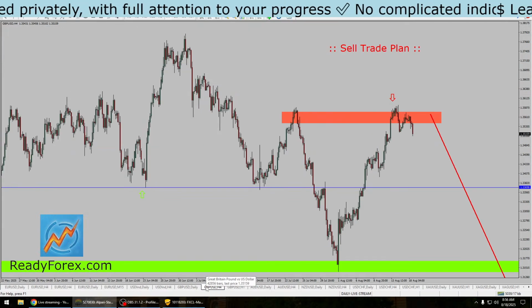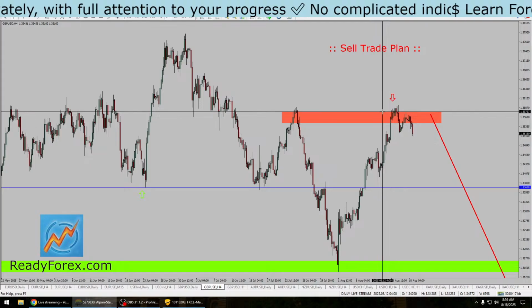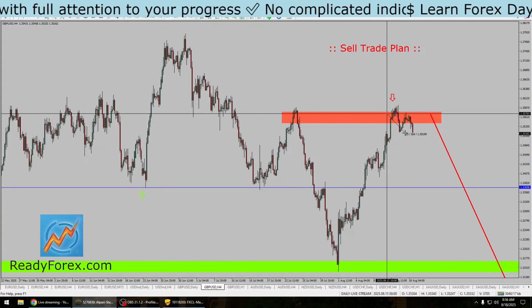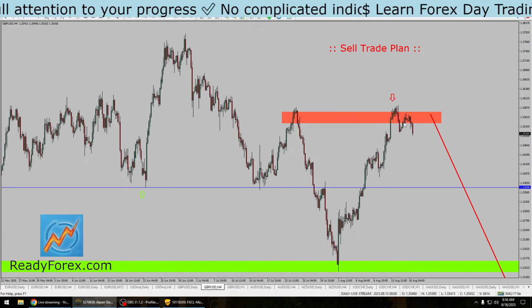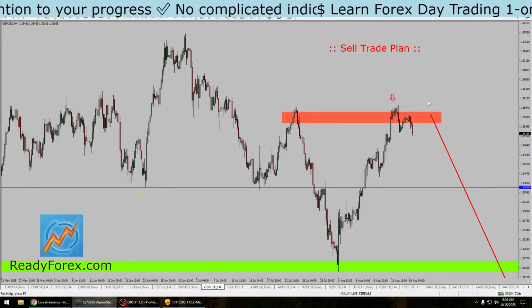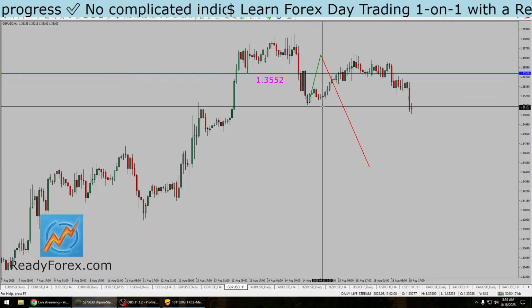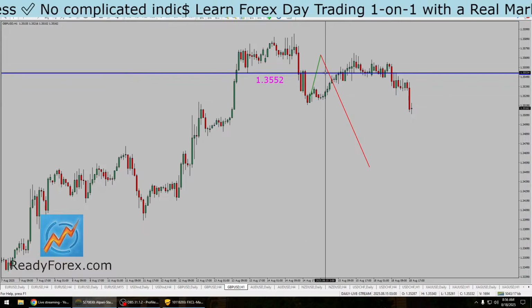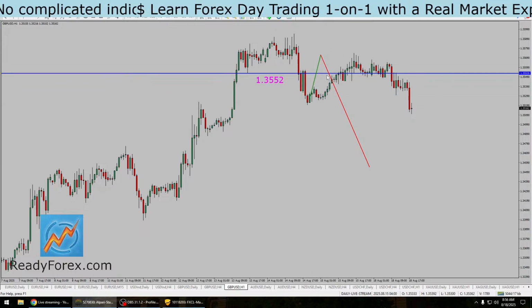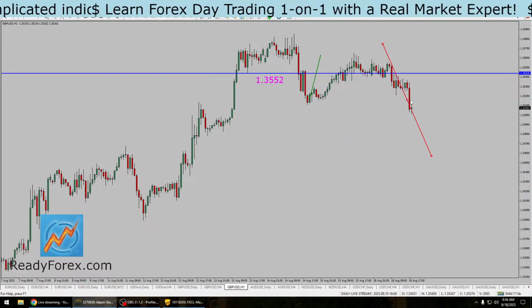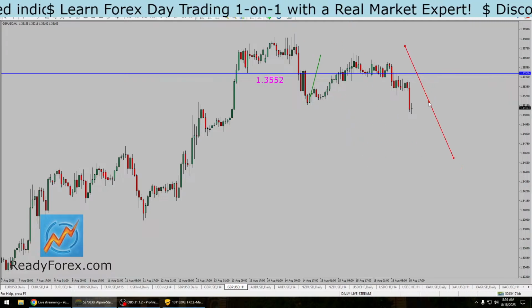Okay, let's go to a 4-hour time frame. So this was the sell trade plan. The market is falling down. Hopefully you guys managed to make some money. I told you guys to wait for a pullback. We got the pullback, and now the pound is going down. So this is exactly what happened.